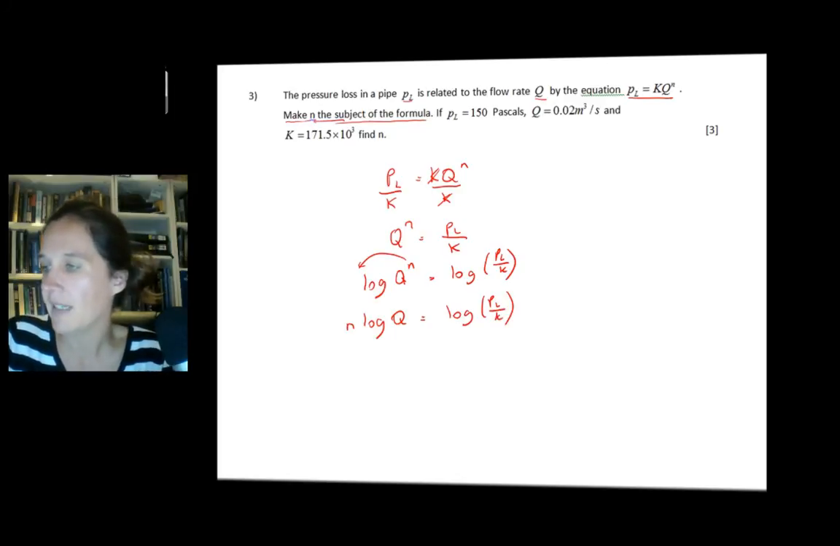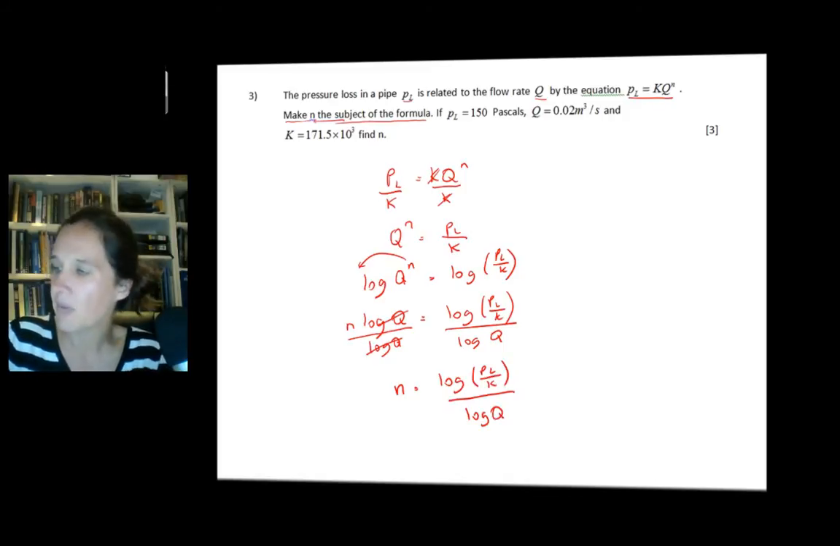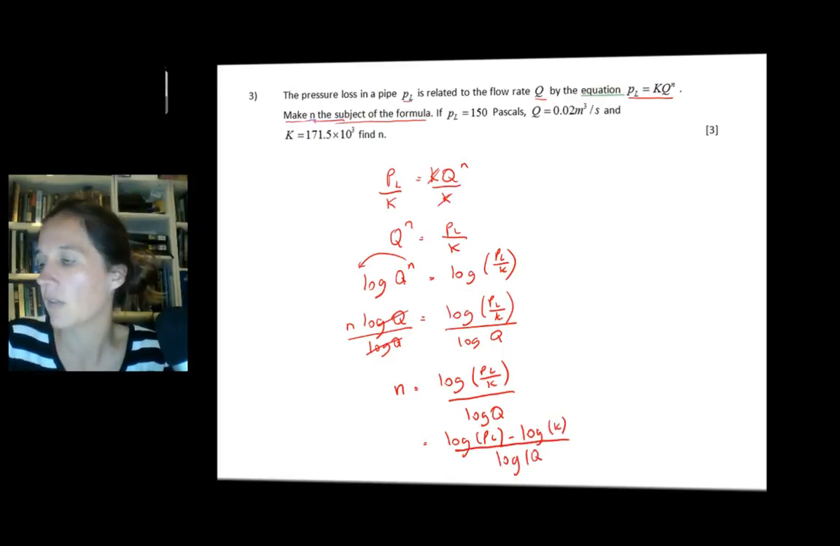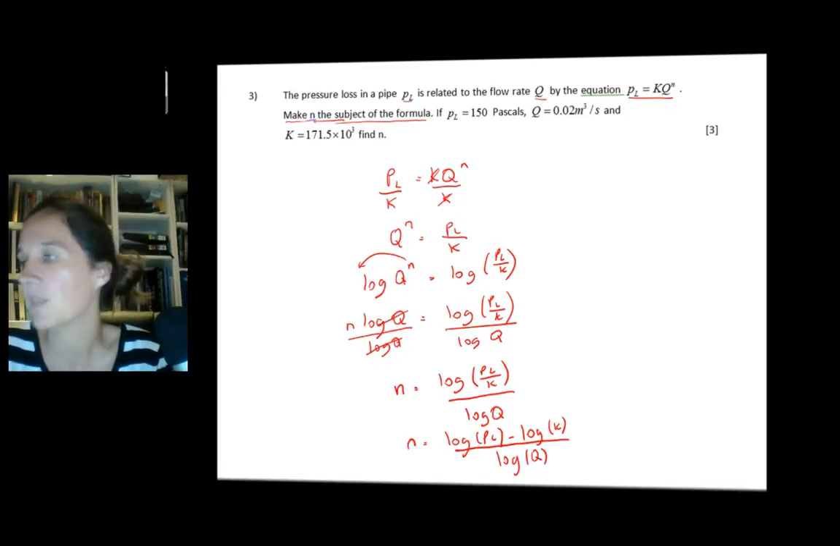So now we want N by itself, we're going to divide by log of Q and divide by log of Q. So N is equal to log of PL on K divided by log Q. And here we're going to remember that when we've got division in our logarithms, we take that through to minusing. So here we get log of PL minus log of K divided by log of Q. So here we've answered this first part of the question.